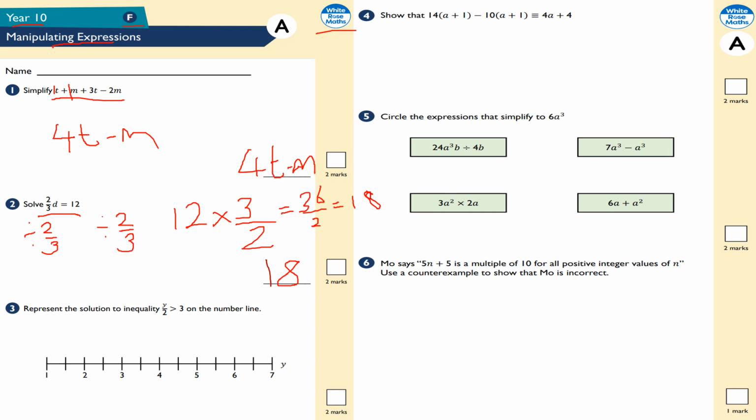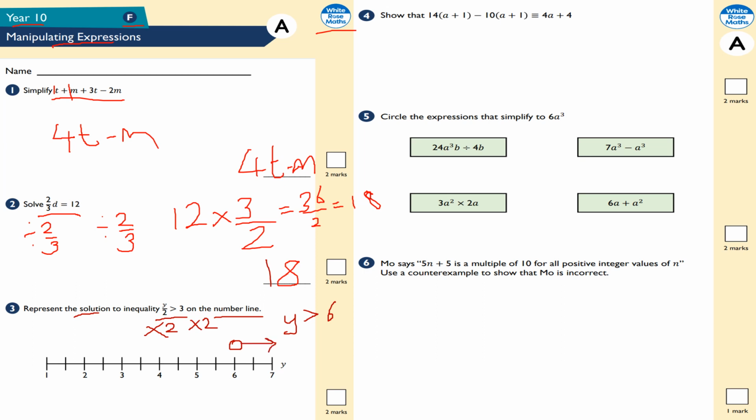Question number 3, represent the solution to the inequality y over 2 is strictly greater than 3 on the number line. Well, if I multiply both sides by 2 to isolate and get y by itself, I get y is greater than 3 lots of 2, which is 6, so y is greater than 6. So it's going to be a hollow circle.